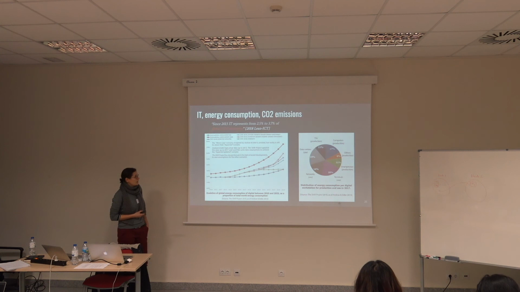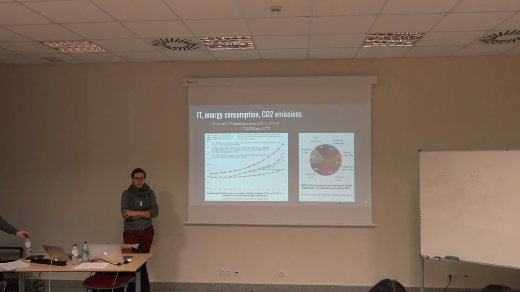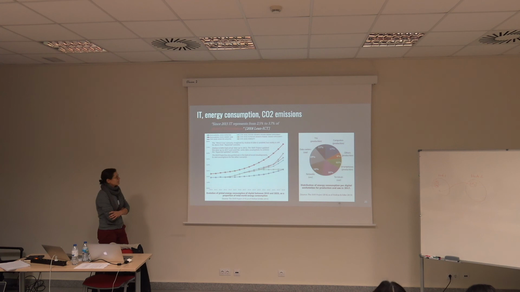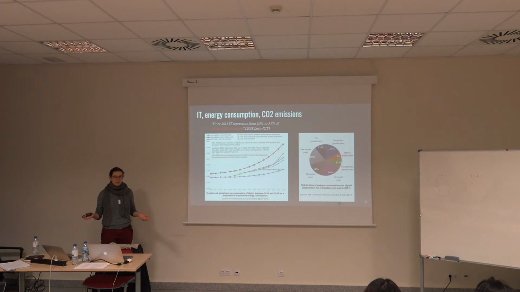So this is the result of a study of a project called the SHIFT project. The SHIFT project is interested in all the energy issues, particularly related to climate change. What the report says is that since 2013, IT represents from 2.5 to 3.7 percent of the global CO2 emissions. So when you're using Gmail on your mobile, it costs a lot to the climate, to the earth, and people are not aware of it.